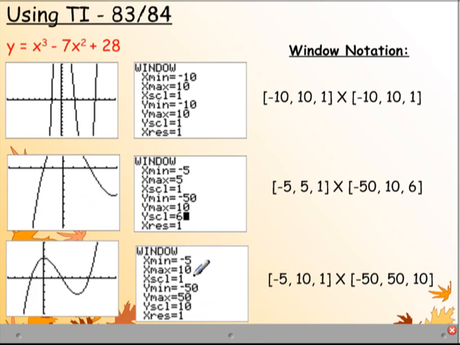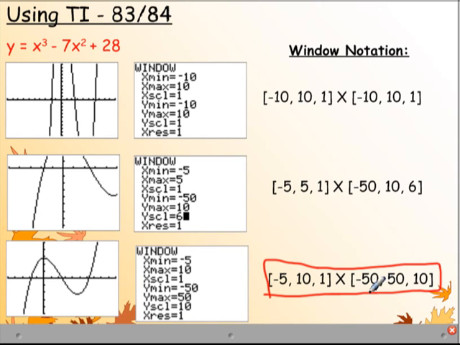So let's look at another window. I would go back to my window and change it to this. This is a good-looking graph, right? I can see all three x-intercepts. I can see the two turning points. I get a nice clear picture. So this is the notation. If I ask you to show me the window you used, this is how you would write it down.